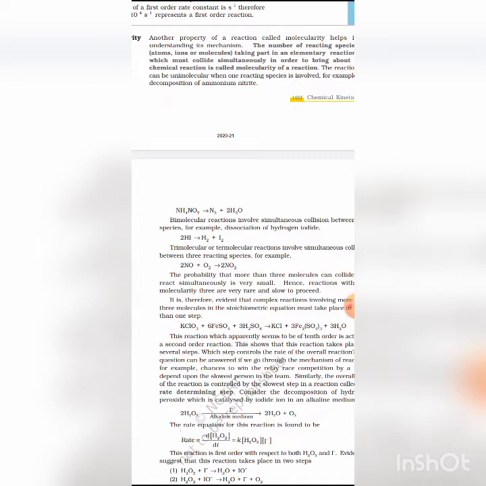The probability of more than 3 molecules colliding simultaneously is rare. So therefore, molecularity of a reaction doesn't extend beyond 3. And molecularity can be defined only for an elementary reaction and has no meaning for a complex reaction.